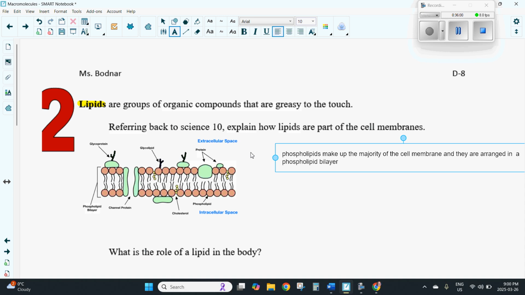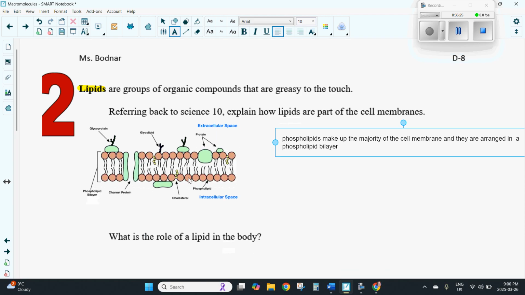The tails are technically hydrophobic, which is why they're arranged toward each other. The heads are hydrophilic. They love water, which makes sense because inside of our cell and outside of our cell is majority water, because we are, as humans, roughly 70-ish% water. So you want the tails that don't like water arranged toward one another.